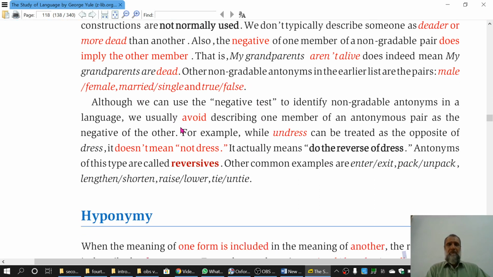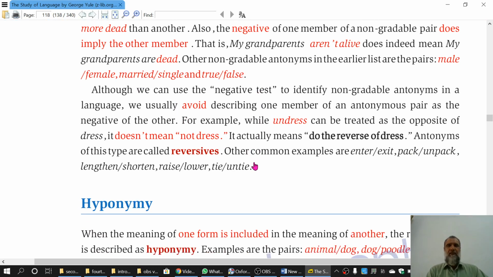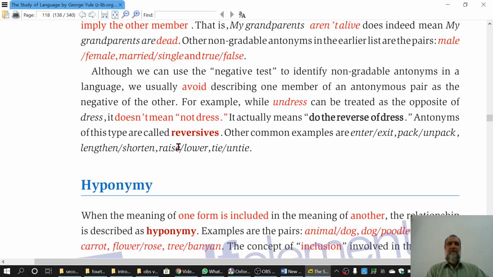There is one other problem here. For example, if you take the word undress, it doesn't mean not dress. So the negative of some word may not actually be the antonym of it. Therefore, undress does not mean not dress. That negative is not its opposite.